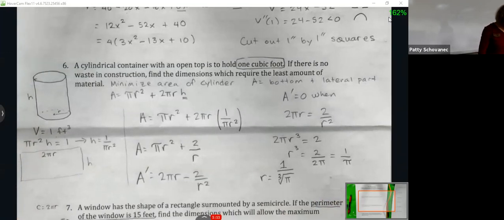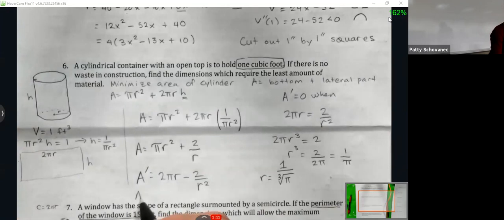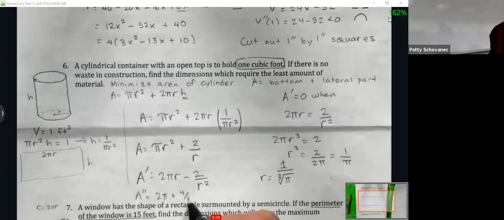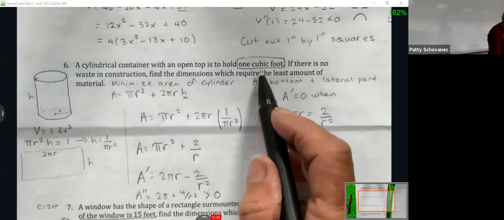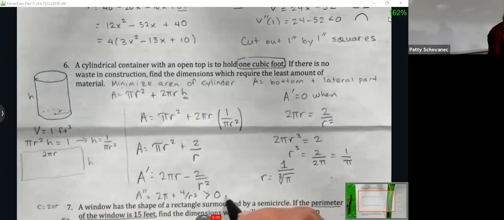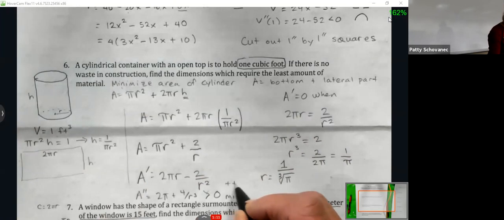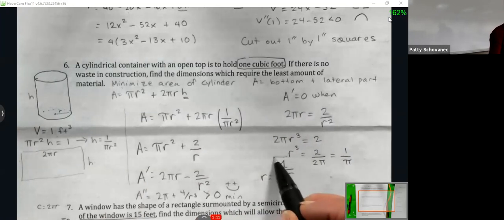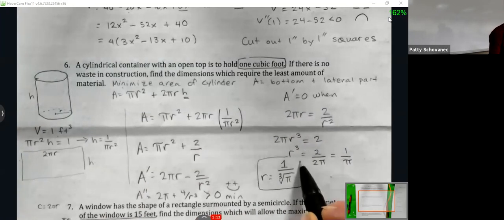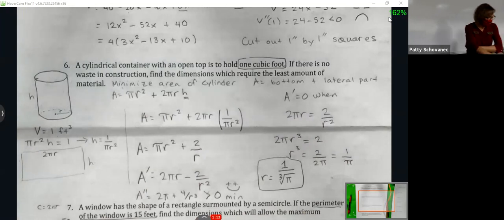The second derivative is 2 pi plus 4 over r cubed. So even when r is a goofy number, second derivative is positive. That guarantees that I have a minimum. Second derivative is positive. So that's part of my answer. The radius of the cylindrical container has to be 1 over the cube root of pi.